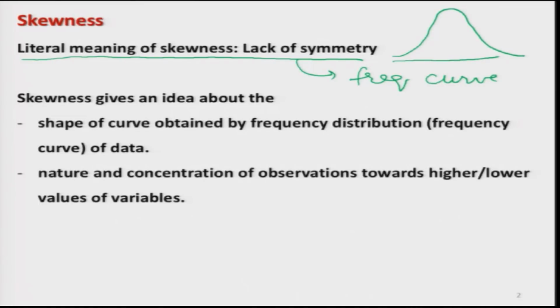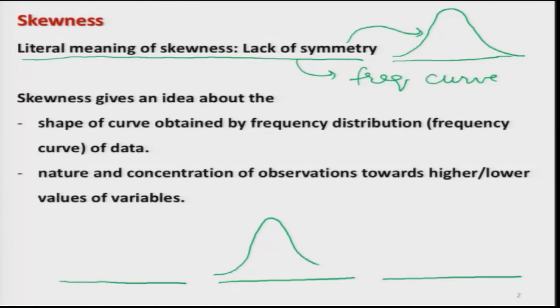Symmetry here is like this. So this is the basic meaning of symmetry. So now I am saying that this symmetry is lacking. When this symmetry is lacking, what will happen? In an ideal situation, suppose this is my symmetric curve, then the symmetry is disturbed, meaning this curve will look like this, or this curve will look like this.